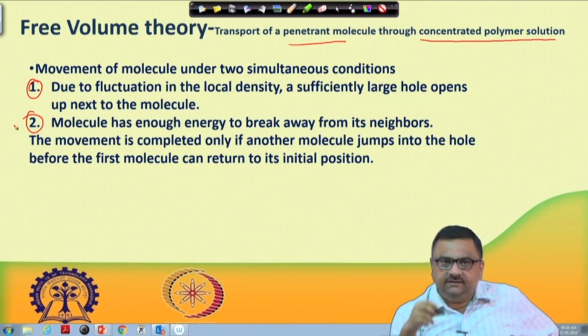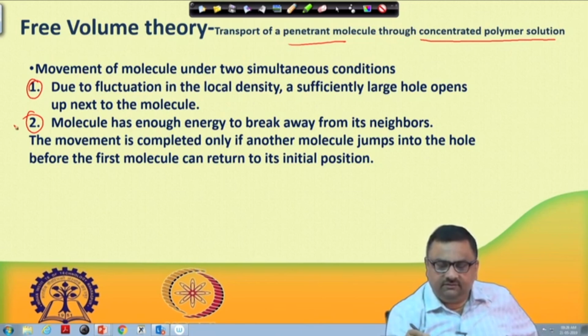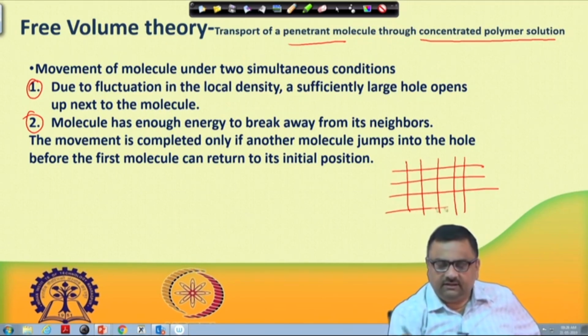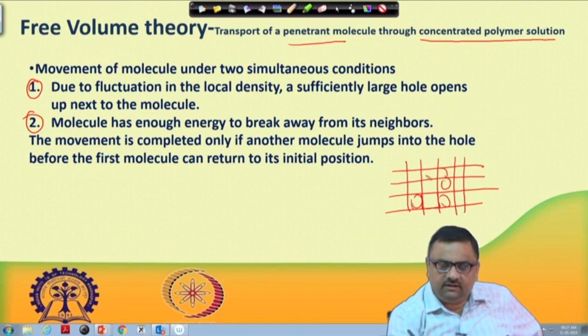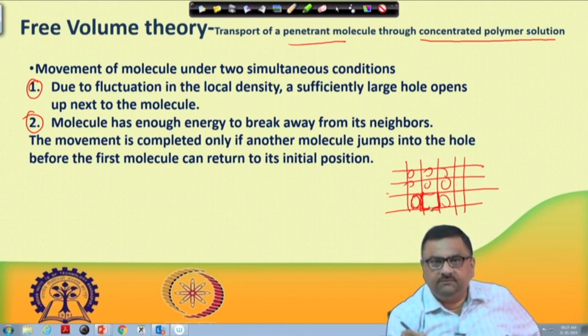So, what that means is, there is always some fluctuation. Suppose I have molecules stacked like this, and there are fluctuations in local densities, and suppose a large hole opens up next to the molecule. There are other molecules located here and there, but here I can see a hole opening up. So, this molecule can move to this hole, that is one possibility.